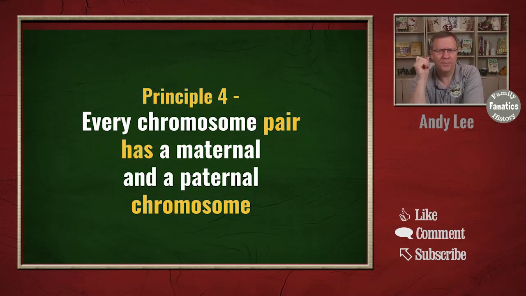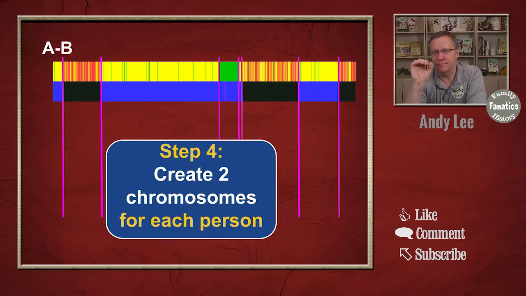Well, principle 4 is that every chromosome pair has a maternal and a paternal chromosome. So you get one chromosome from your mother and you get one chromosome from your father. Recombination points usually don't happen at the exact same place on those two chromosomes. They might happen really close together by chance, but they don't happen in the exact same place. And so we want to make it a goal to identify which ones are the paternal and which ones are the maternal chromosomes.